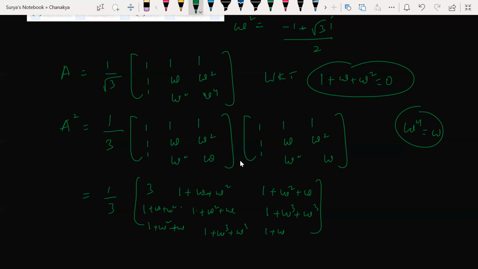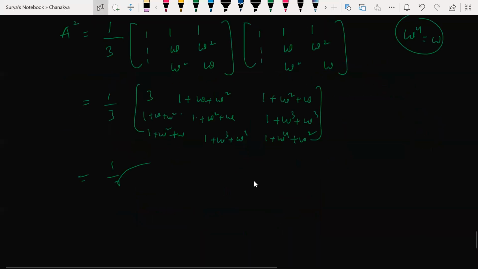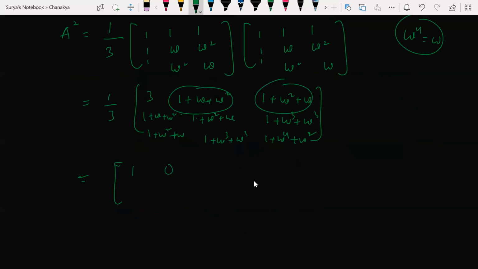1 plus omega square, omega square. Omega to the power of 4 plus omega square. Omega to the power of 4 is what? Still omega. So I can replace with omega. Now 1 by 3. Look at this here. This 3 becomes what? 3 by 3 is 1. Correct? 1. Here this becomes what? This fully 0, as per the standard result.